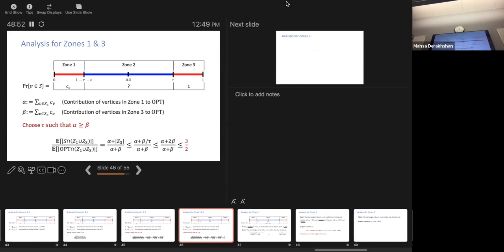If we can show that the same 3 halves upper bound holds if, instead of Z1 and Z3, I have Z2, then putting them together gives me a bound. Good. Any questions?